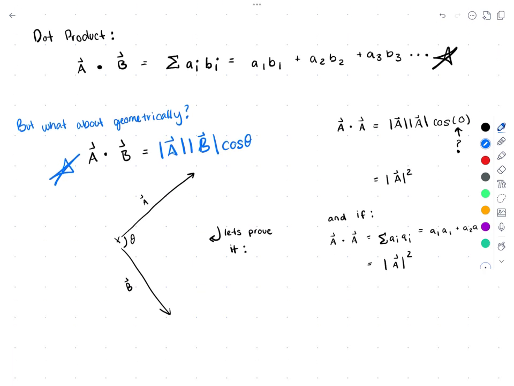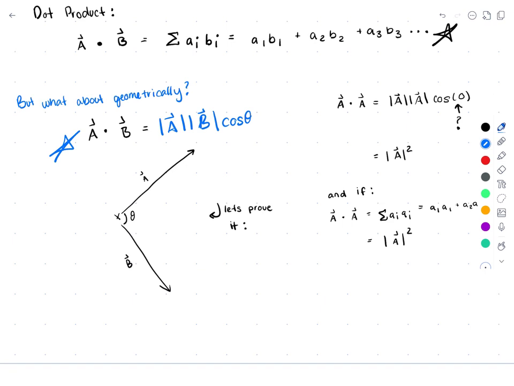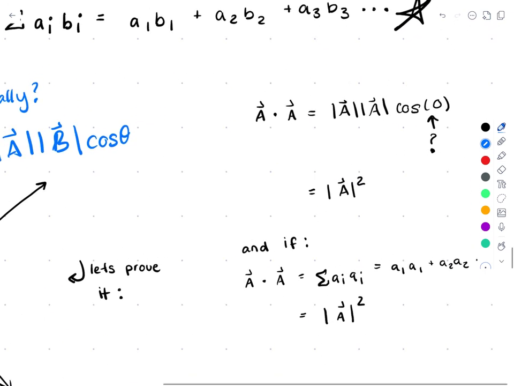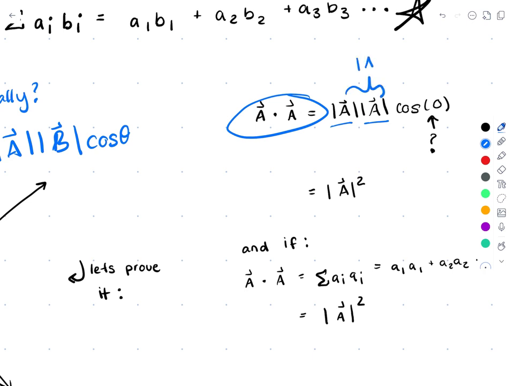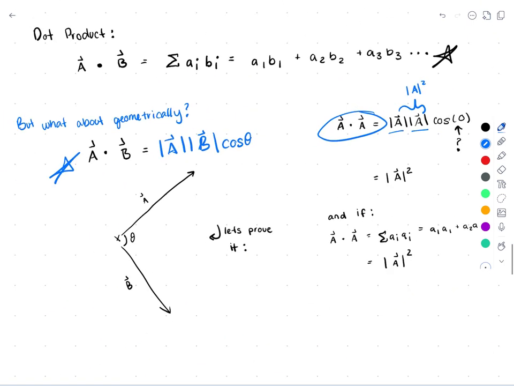Now, if you want me to prove it to you, let's see what this actually means. I already started to have some of this written out, but if I was to take the dot product of A by A, I would end up having the length of A times the length of A, and that would give me A squared. I'll just write that above. The length of A squared. What about this cos of 0?